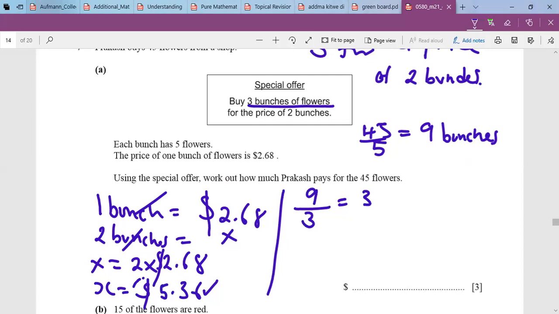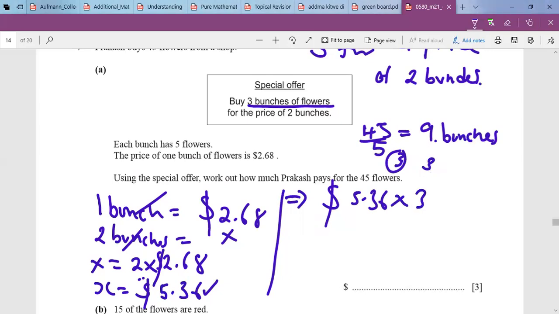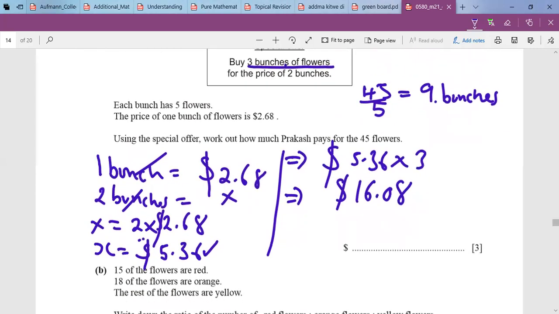To find out how much this person is going to pay for the 45 flowers: for 2 bunches, the price is $5.36. If you have 3 bunches, you pay this much, but there are 9 bunches, so 9 divided by 3 gives 3, so this should be multiplied by 3. That is how much you pay for those 9 bunches with this special offer. This gives us $16.08. That is our answer, so you can write it here, $16.08. You get your 3 marks.